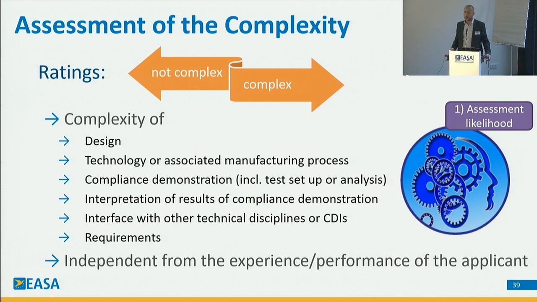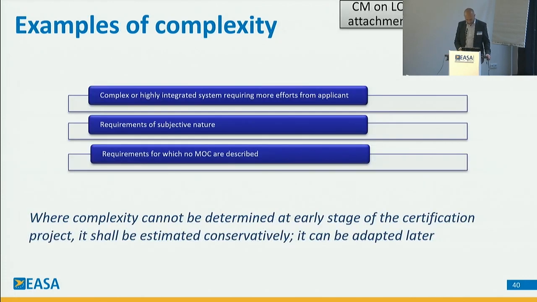It is normally not dependent on the experience and the performance of the applicant. So an item, a CDI or a certain topic is complex, and if it is assessed as complex, it should be complex for all. So it's not linked to a certain company with respect to another company. Some examples here: a complex or highly integrated system requiring more effort from the applicant. This is another example. And as I mentioned before, requirements of subjective nature.